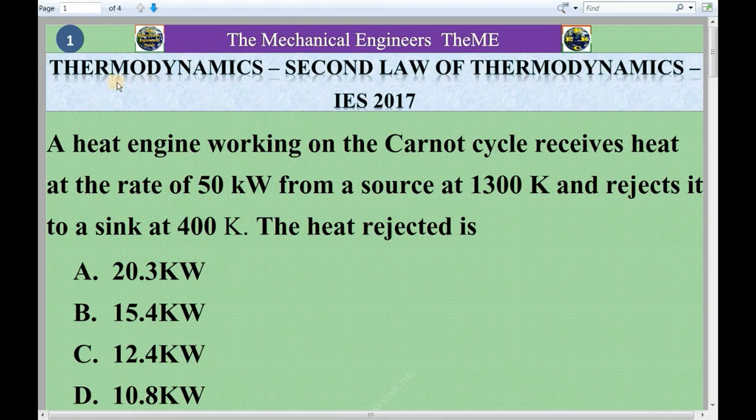Today's topic is thermodynamics. In thermodynamics, I will be explaining a numerical problem from the chapter Second Law of Thermodynamics. This numerical problem appeared in the IES paper 2017.